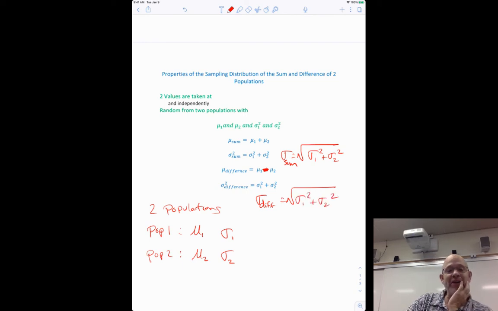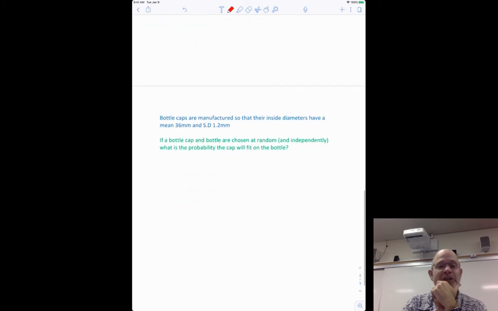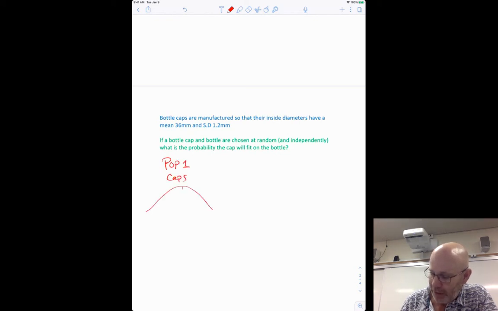So that's pretty much all there is to it. We'll just put a little problem together. Just one example today. It should be quicker because it hopefully feels the same as before. So here's the question. We work for this company that makes bottle caps and bottles. The bottle caps are manufactured so that their inside diameter, so this would be like population 1, are the caps. It's going to be roughly normal with a mean of 36 and a standard deviation of 1.2.